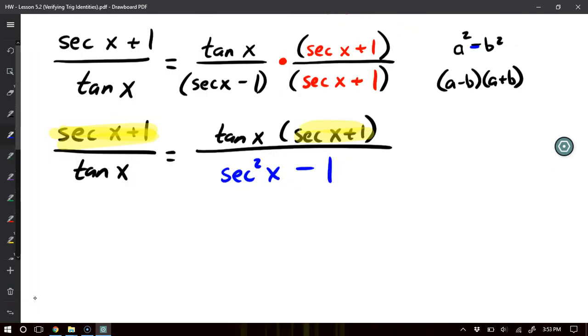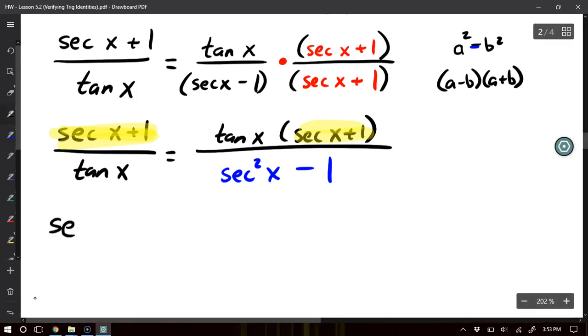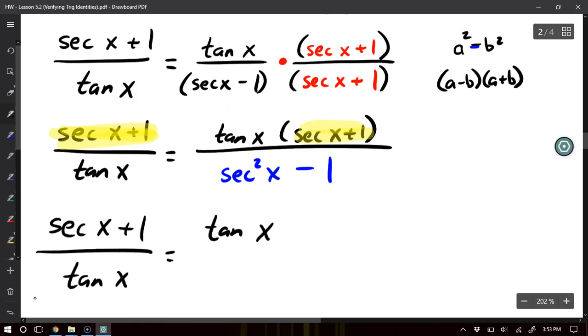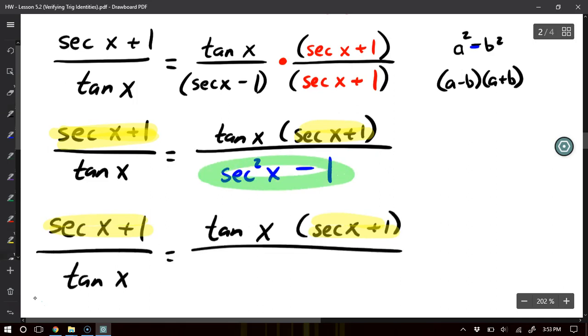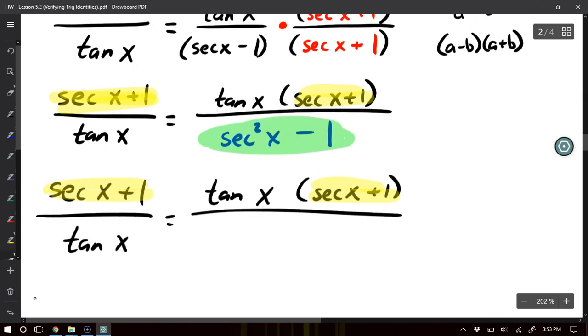Well, what's interesting about this? My left-hand side is still the same. I took care of that secant of x plus 1, which makes me happy that I don't have to worry about that. But I still have this tangent of x in the top that I don't like. I'm not going to change, and I'll highlight it again to help us. I'm not going to change this. I want that. I'm keeping that. I don't want secant squared of x minus 1. I mean, I want a tangent there, so that denominator bothers me.